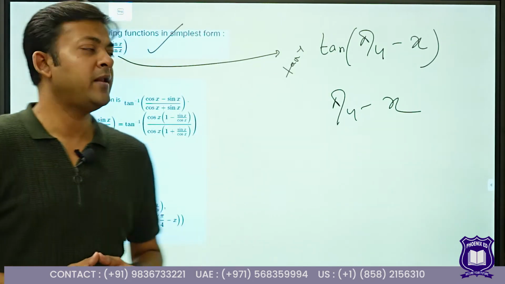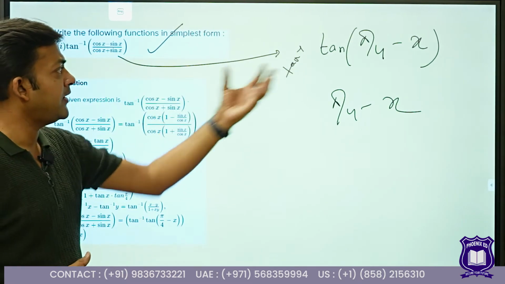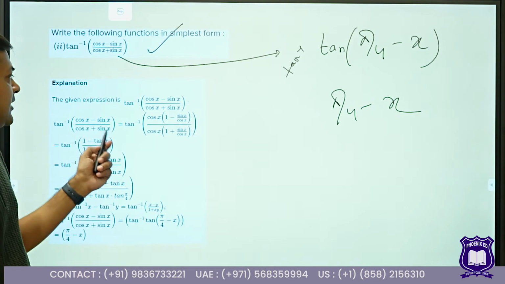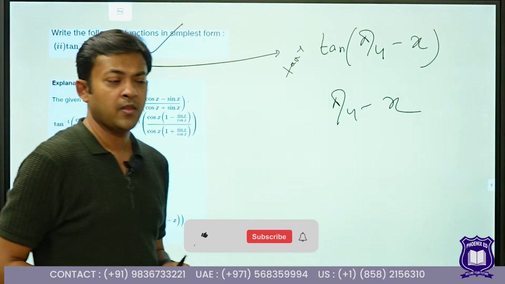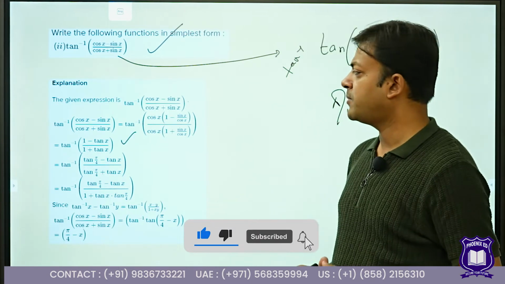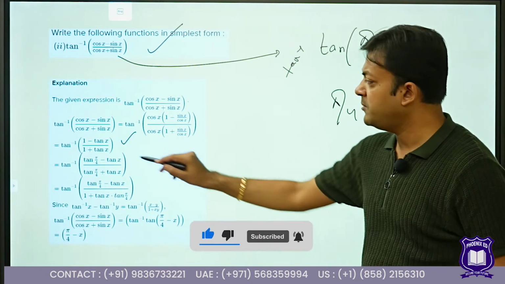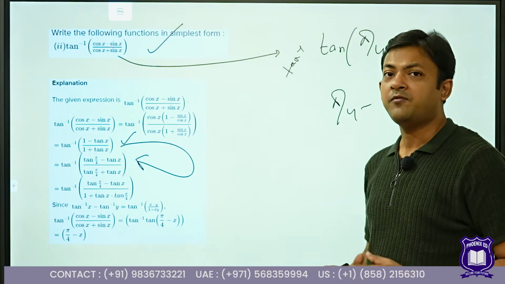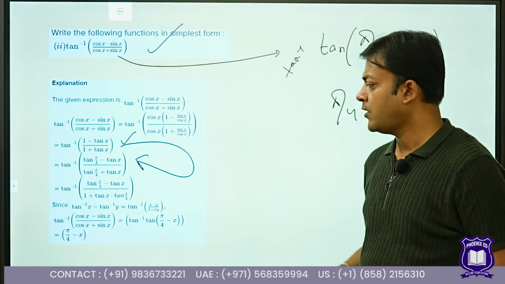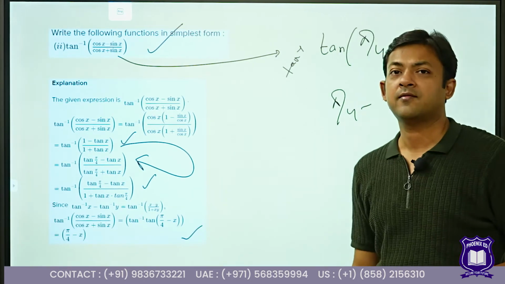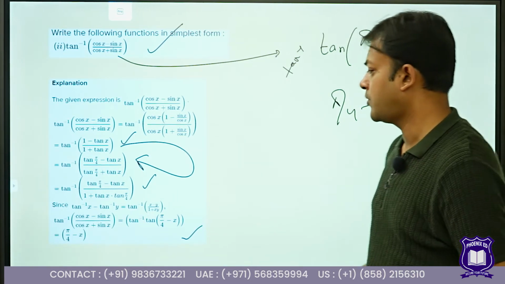For a detailed explanation of how we arrive at tan of pi by 4 minus x, we will first divide each and every term by cos x. On doing so, we would get 1 minus tan x by 1 plus tan x, which can be arranged in the form of the formula of tan of a minus b. On simplifying, we get the value pi by 4 minus x. Again, a very, very important problem.